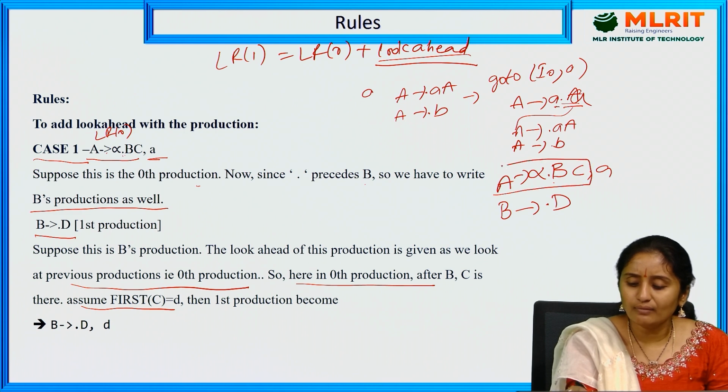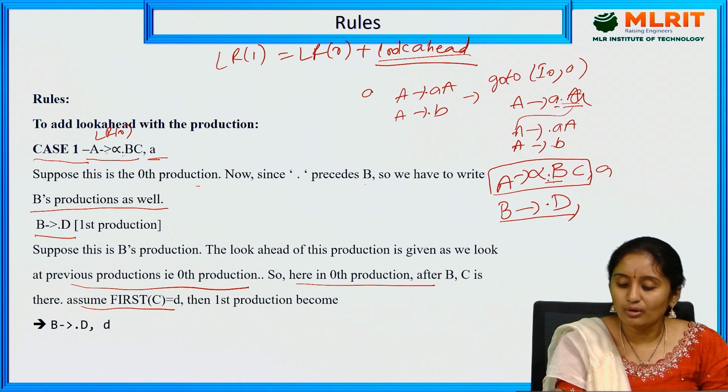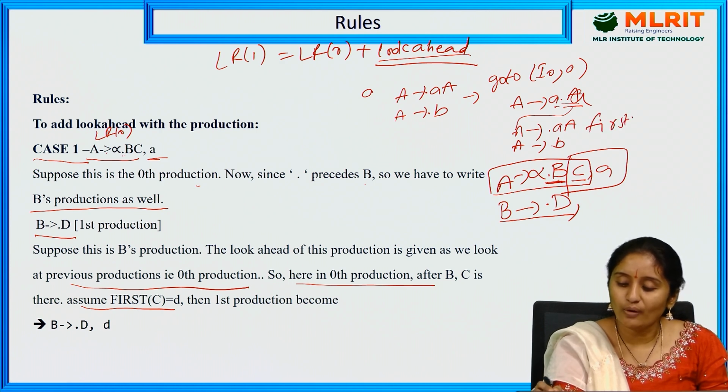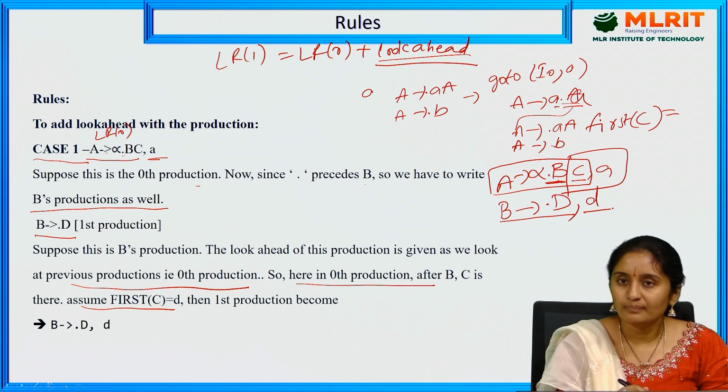Till here we have already discussed in the previous session that after dot, if I find a non-terminal, we directly write that particular production. But here, after this production, I need to write the lookahead symbols. See here, after dot there is a non-terminal B, so I write the non-terminal productions. After this non-terminal, if you find one more non-terminal, then we calculate the first of that particular part, nothing but first of C. What is first of C? For example, first of C is d. So then I write d as my lookahead symbol.